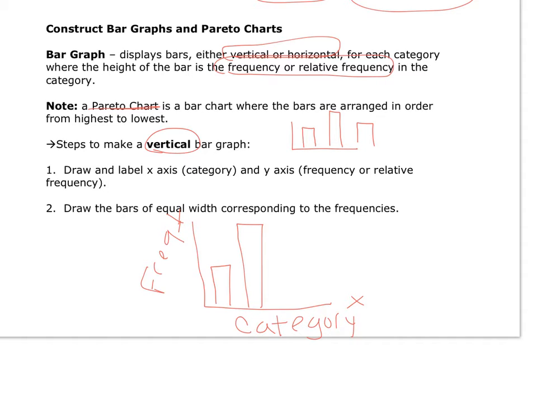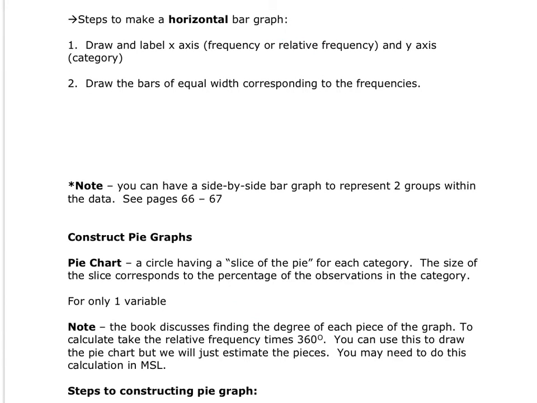So next we're going to talk about horizontal bar graphs. In this case, our axes swap. So our x-axis is our frequency, and our y-axis is our category. Now our bars come off the category axis. So now we're going to get a horizontal bar graph because our bars are going sideways.